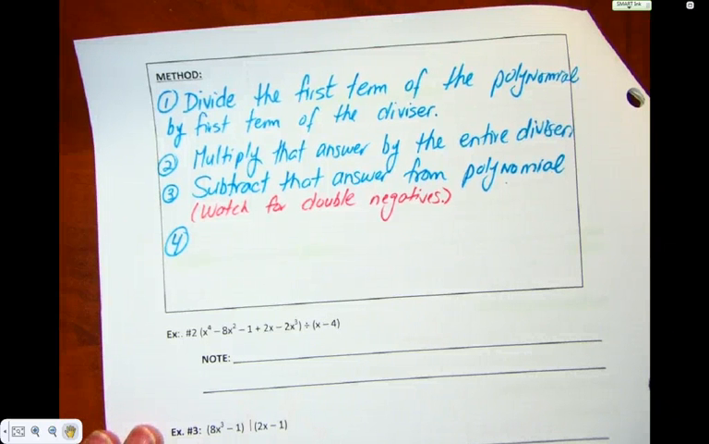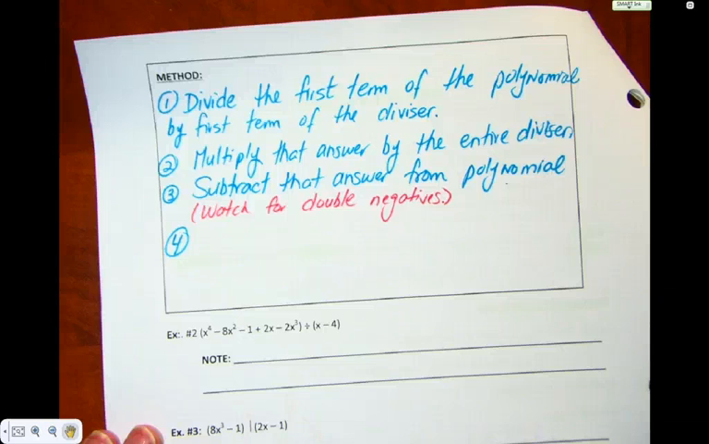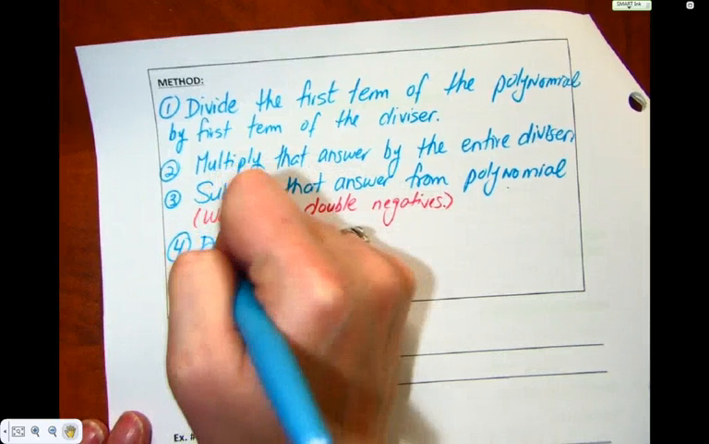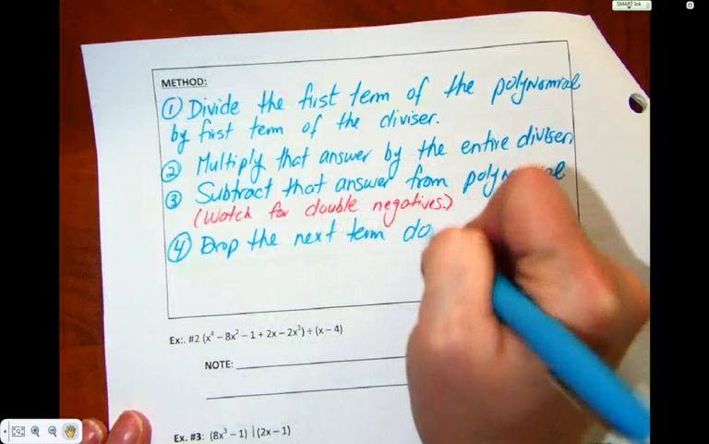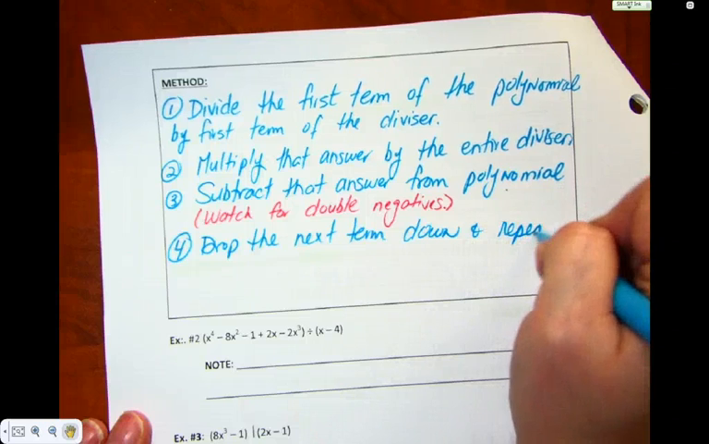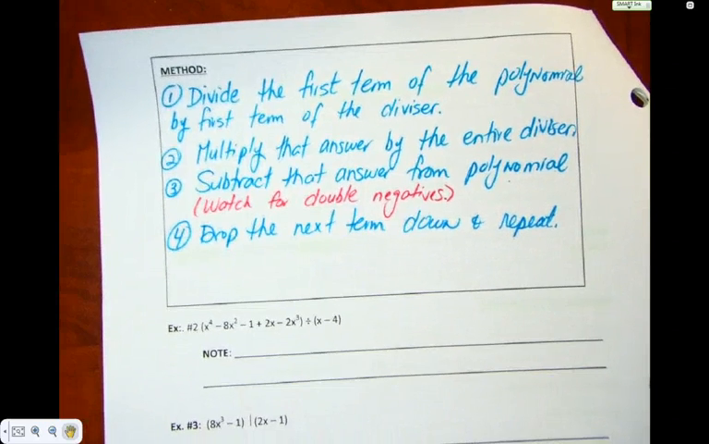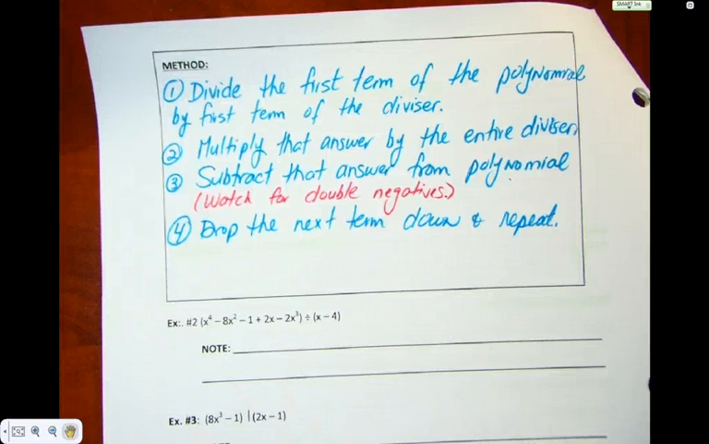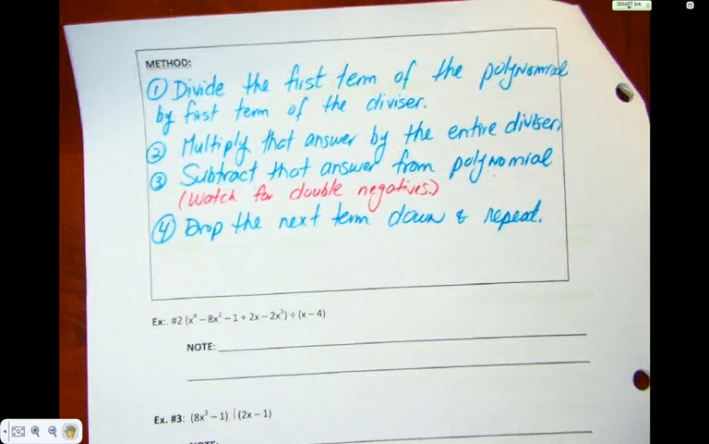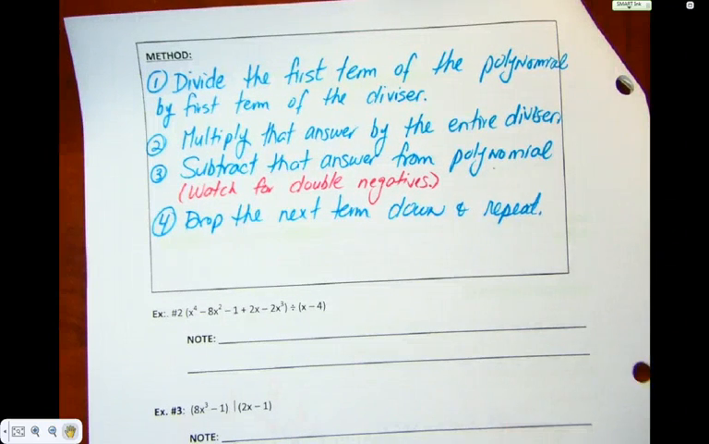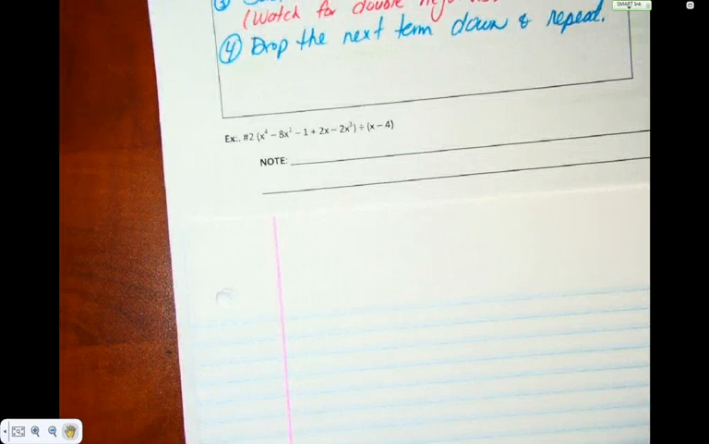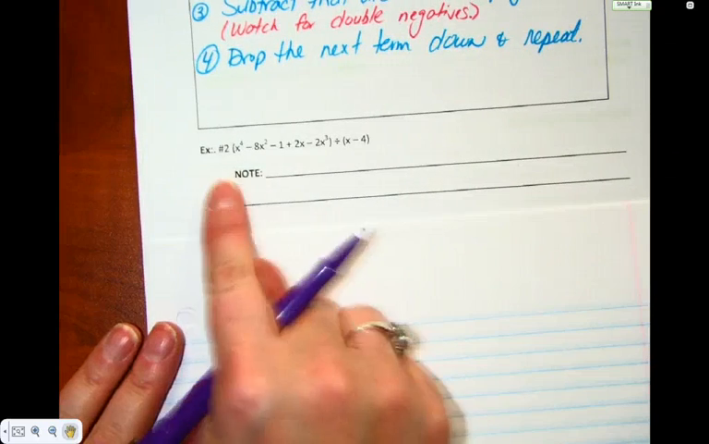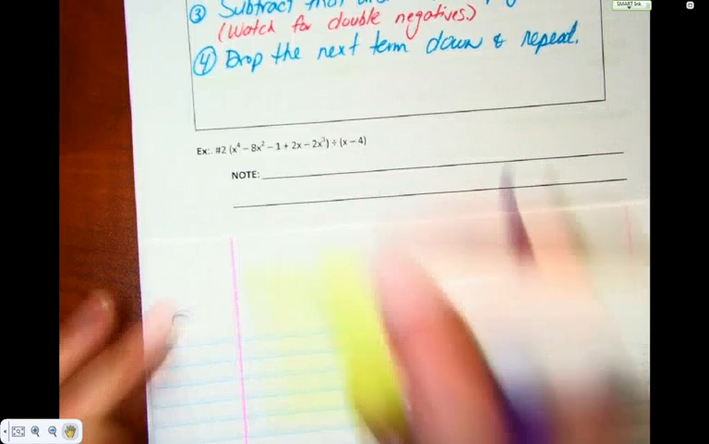Keep going. I want one little thing before repeat. Drop the next term down. And repeat. Okay, let's do one together this time, and I'm going to go through it fairly slow. So if you already got this, you might think, oh my God, it's so slow, but we're just going to do that for people who are a little bit slower. There's obviously a note here, which is going to be important.